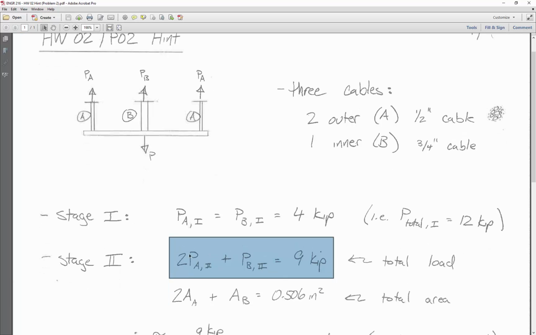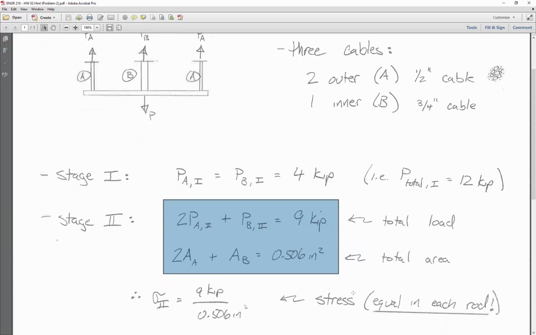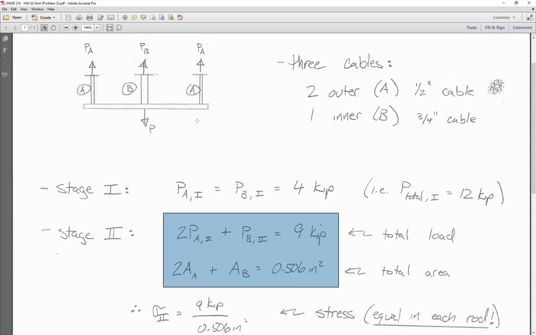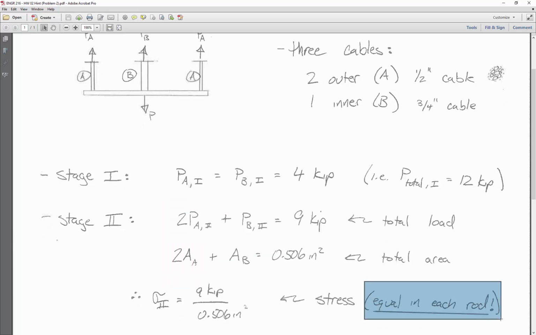Okay, now we know the total load in the system. We can also determine the total area. Just take 2 times the area of the A cables plus the area of a B cable. Do the math, and that'll come out to be 0.506 square inches. So the nice thing about this problem is that if I know the total load and the total area, I can determine the total stress during stage 2. And the stress will be equal in each rod, and that's actually what makes this problem a little simpler.